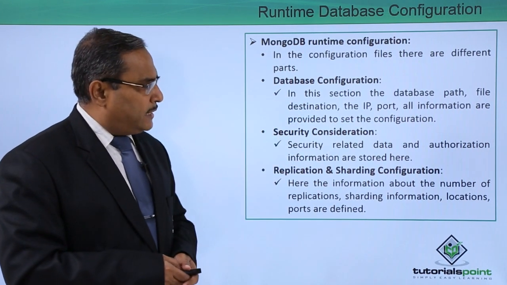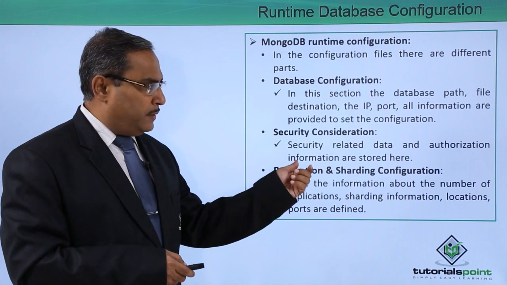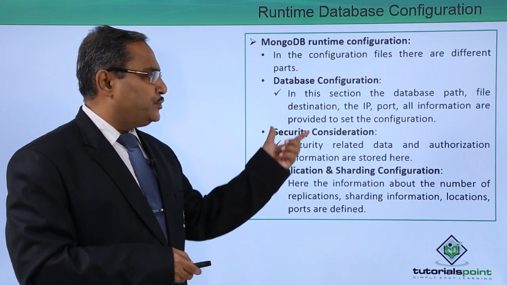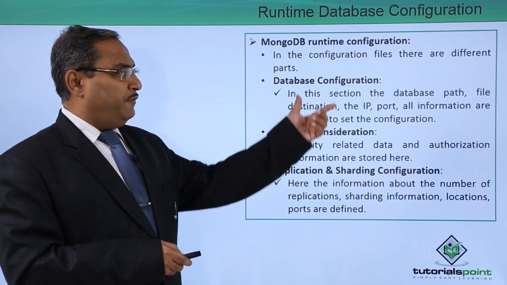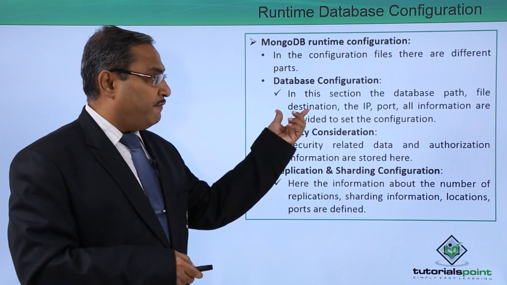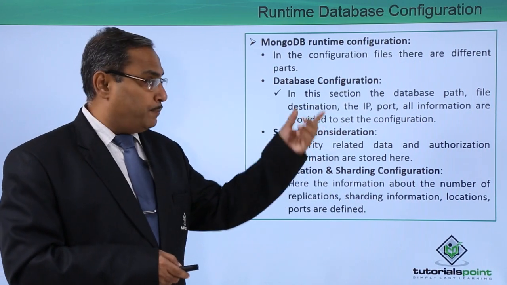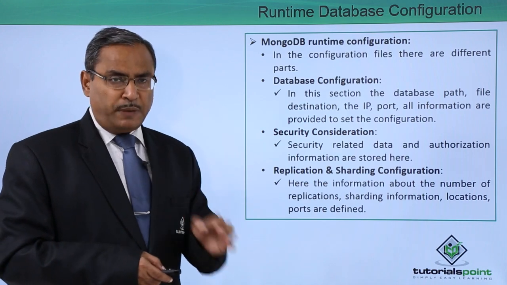In this section, the database path, file destination, the IP, and port, all the information are provided to set the configuration. So in the database configuration section, we have multiple details. There the file destination, the IP, the port, all the information are provided for the configuration purpose.